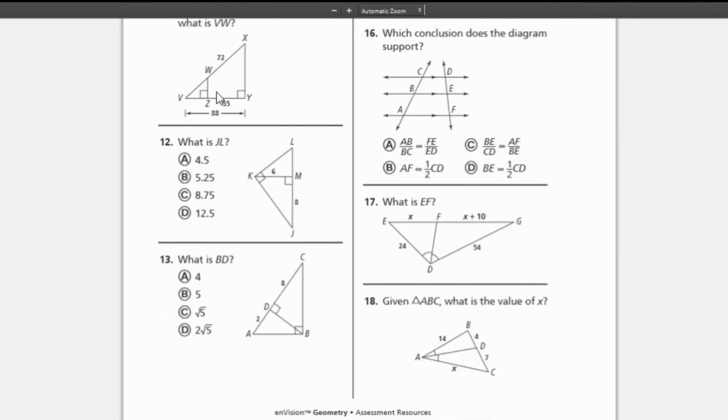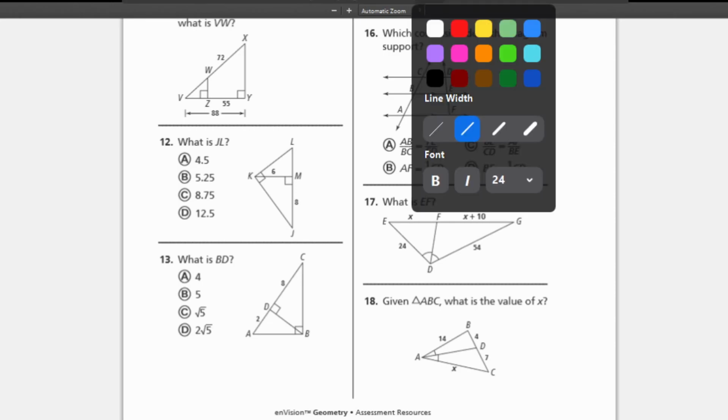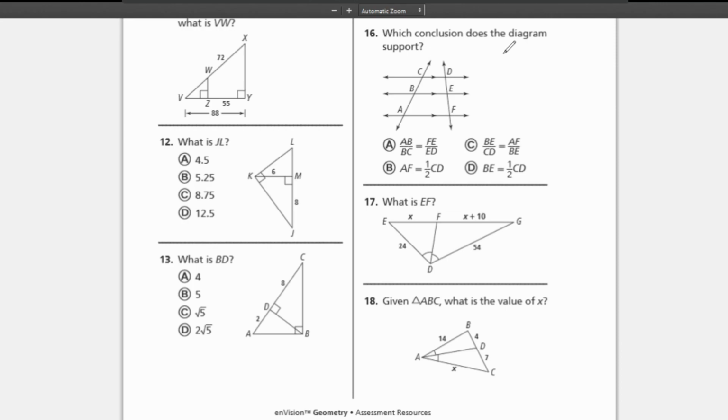All right, number 12 and number 13, same question, basically, different numbers. Maybe we're identifying different parts. Remember what we said in class. To solve for these, it's just inside squared is equal to long times short. So here it wants to know what JL is. That's the whole thing, so we need to be careful with that. So we need to find this and then add it to that to get our answer.